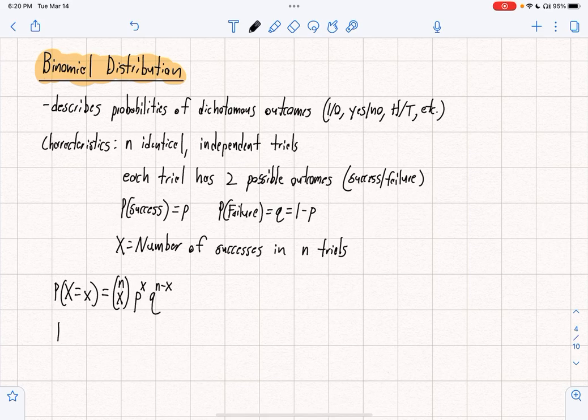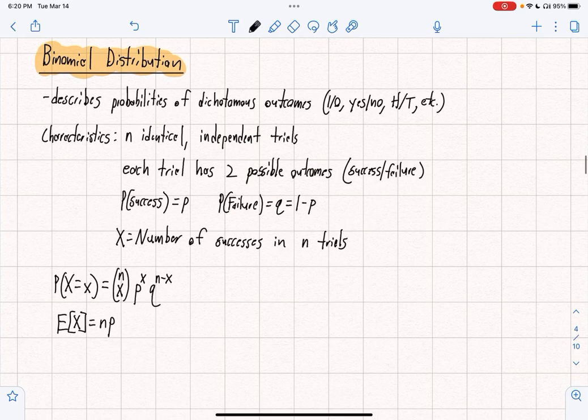The expected value of X, so the mean of a binomial variable, is equal to NP, just the number of trials times the probability of success. And the variance of a binomial random variable is NPQ.